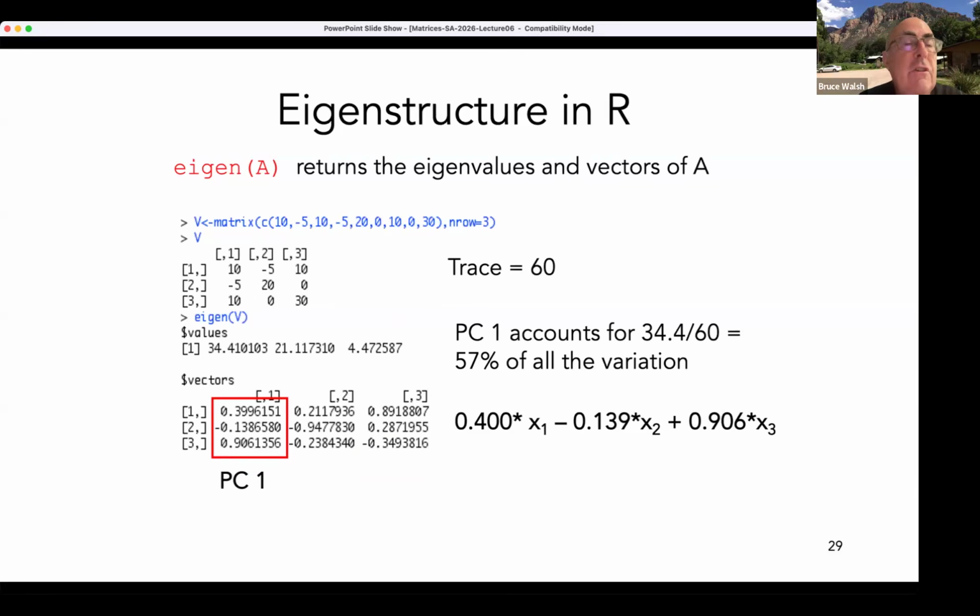We're going to come back to PCs in a second, but that's kind of where they're from. When you hear the term PC, it's the same as an eigenvector. So PC1 is the eigenvector associated with the largest eigenvalue. PC2 is the eigenvector associated with the next largest eigenvalue, and so on.